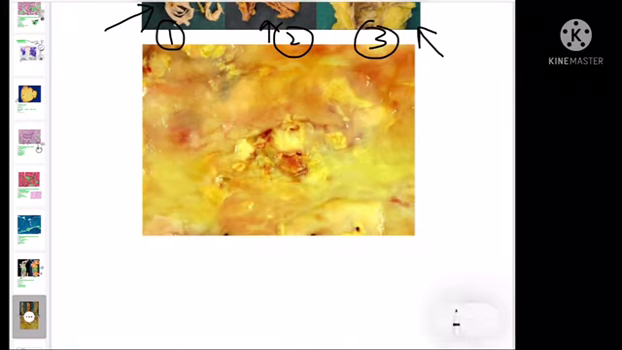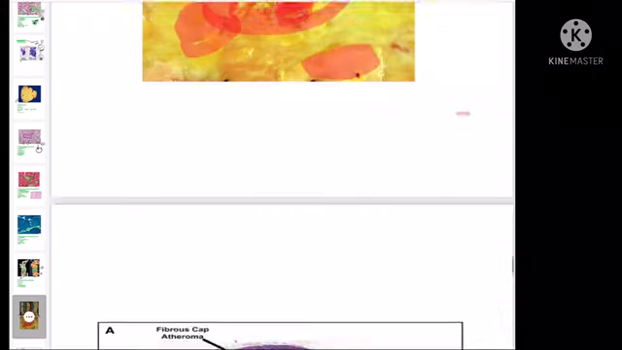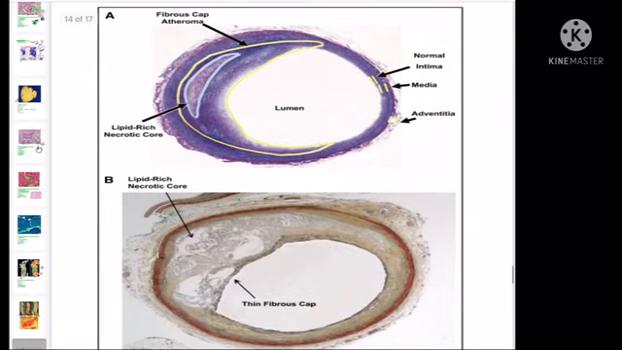This one is the same image. We can see this is the ulceration, and these are the fat depositions. Here is the same one.